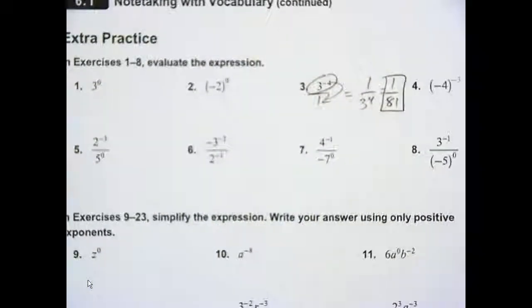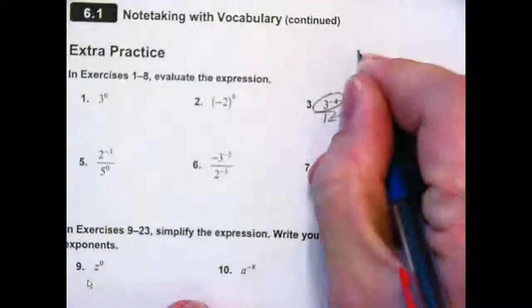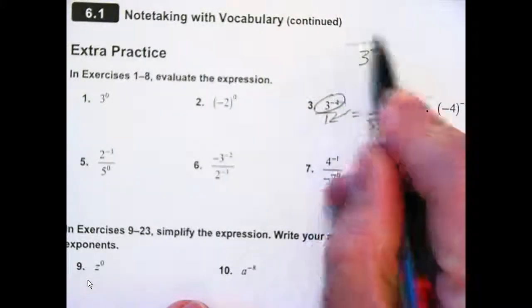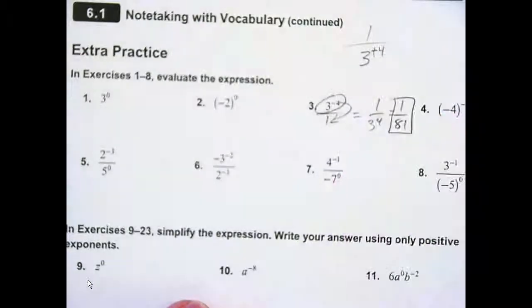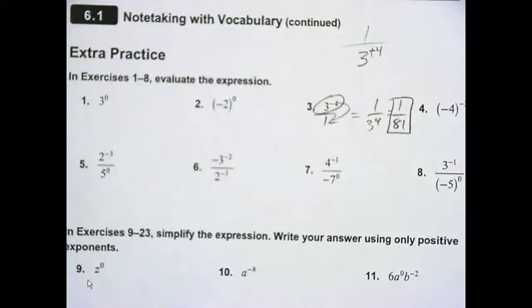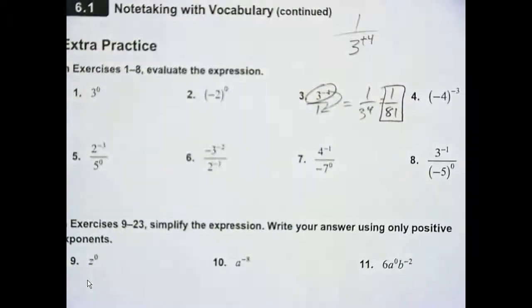All right, so remember, it just moves. The other way to think about it, if you have 3 to the negative 4th, it just moves to the bottom. Think of it putting a 1 up there and making that positive. Okay? All right. Go ahead and finish through number 14 there.